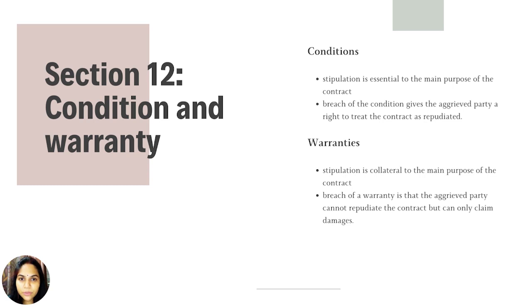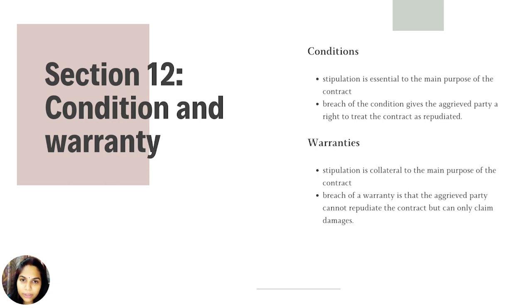So what is a stipulation? It's a provision which is present, right? The two parties are entering into a contract, so they set some provisions between them. And if that provision is essential to the main contract, it is known as a condition. And if this condition is breached, then the party has the right to repudiate the contract, right? So it's a remedy available to the aggrieved party.